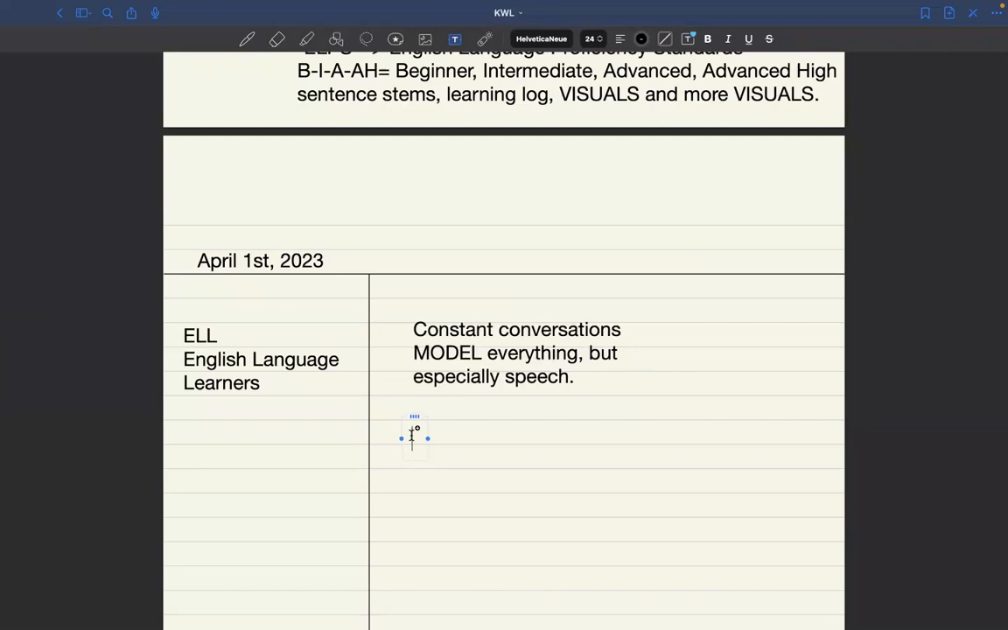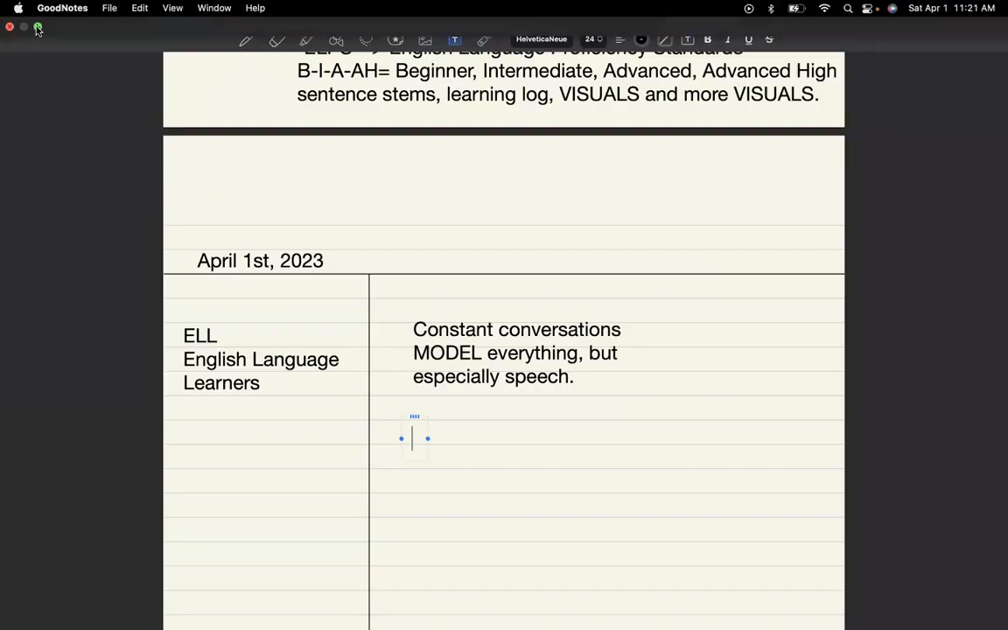So modeling the speech for everyone. These practices are best practices for everyone, whether you're a monolingual English speaker, meaning that you're a native English speaker and that's all you speak, or you are an English language learner, or you have some sort of learning disability, special ed, just ADHD, so many under the umbrella, where English language learner strategies are so helpful and important.